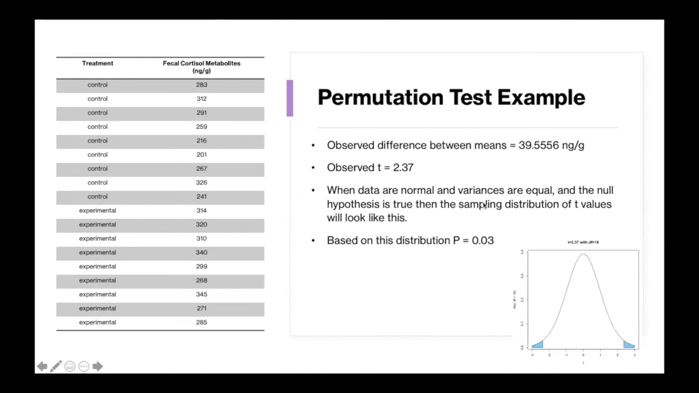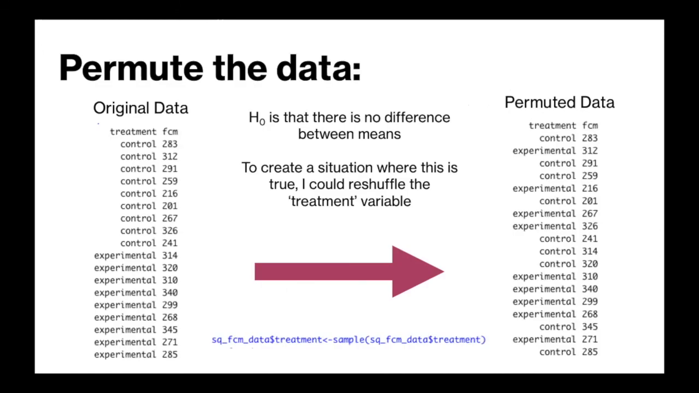Okay? But what if we violate this assumption of normality or equality of variances? Then this theoretical distribution might no longer apply. But that doesn't mean that we still can't calculate a p-value. Instead of relying on this theoretical sampling distribution, what if we create our own sampling distribution? We do this by permuting the data. So here we have the original data.